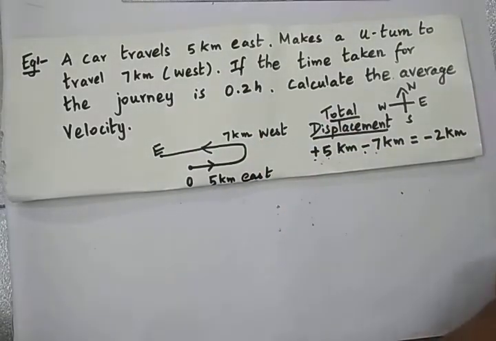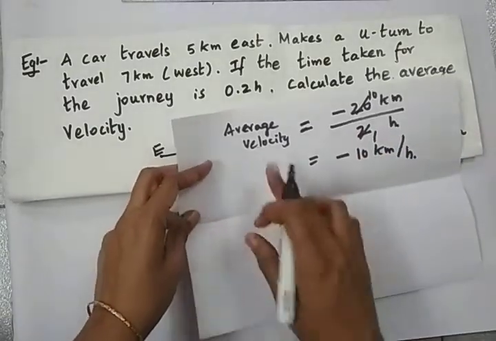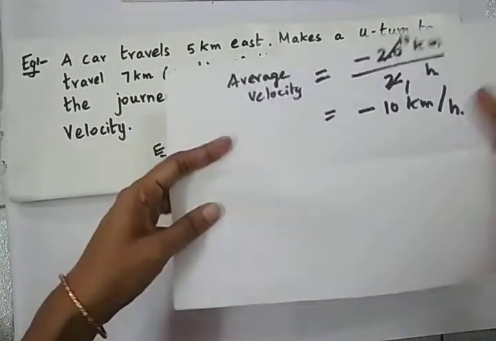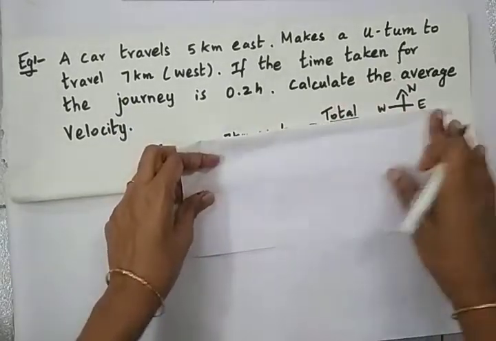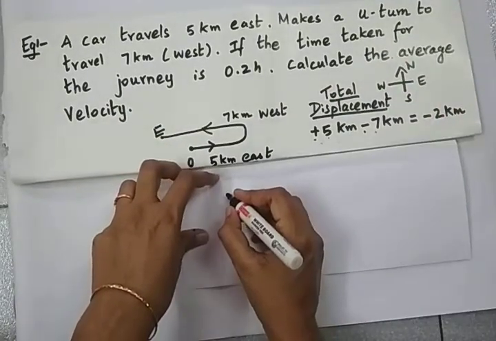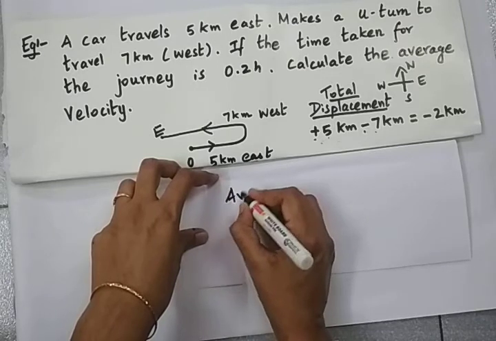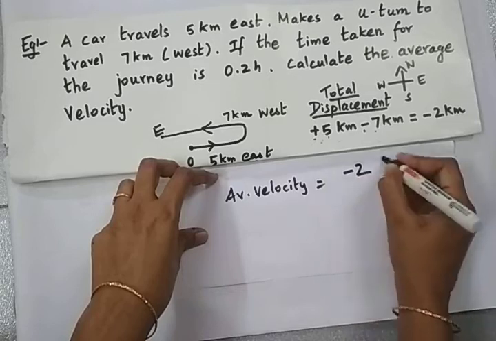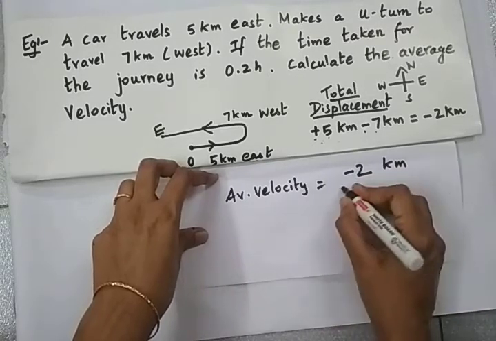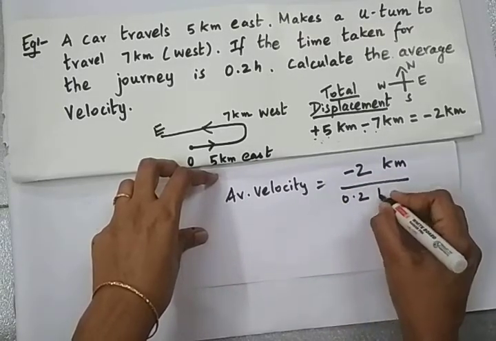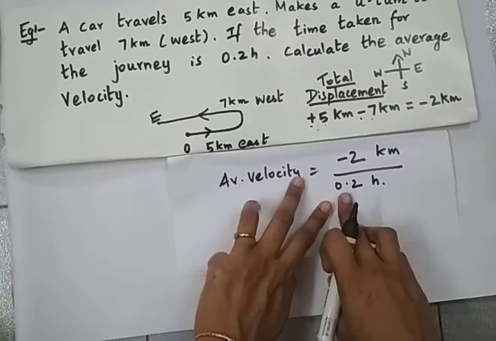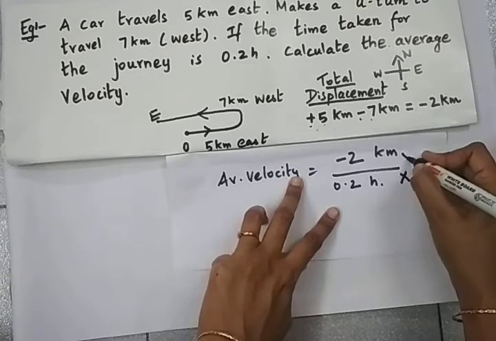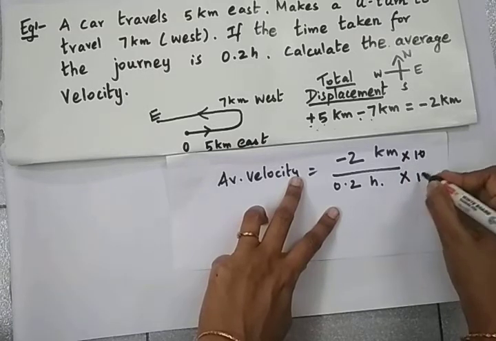So the average velocity is calculated by the formula total displacement by total time taken. So I'll just rewrite it for you to have a better understanding. Total displacement is minus 2 km. So average velocity is total displacement, which is minus 2 km, divided by the total time taken, which is 0.2 hours. Right? Since the denominator is a decimal number, we should multiply both the numerator and denominator by 10 in order to remove the decimal.